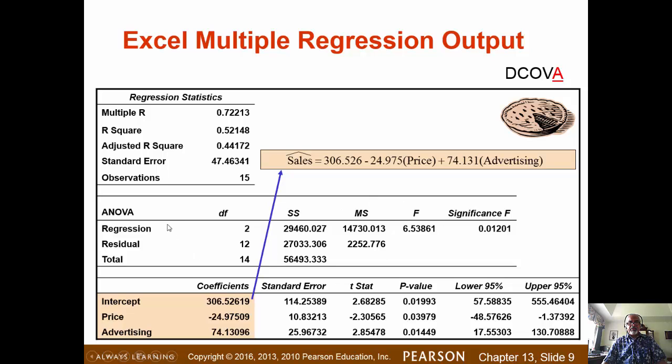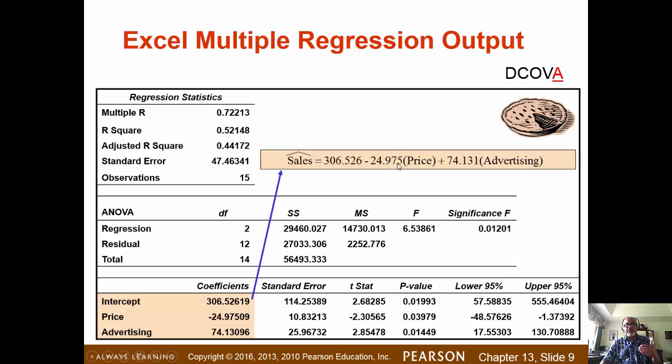We have the ANOVA table second, and then the third part is the coefficients where we have intercept as 306.526 and then minus 24.975 times price, and that makes sense because if price goes up you expect the demand to go down, and that's indicated by the negative sign in the slope coefficient. And the advertising coefficient is 74.131. So this is our regression equation.